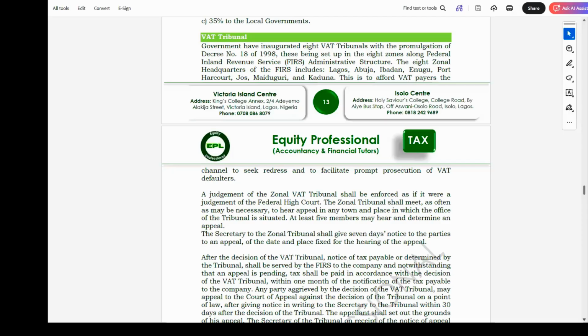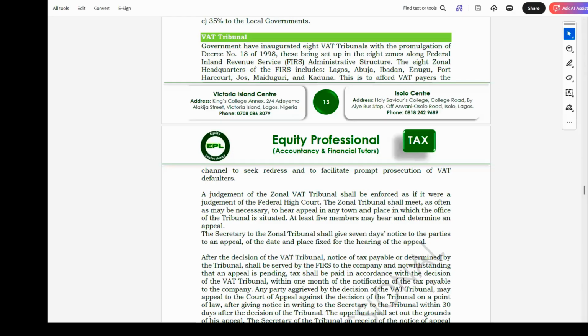So if the taxpayer is also not satisfied with any decision made by the VAT tribunal, you also have a right to appeal further to the High Court.